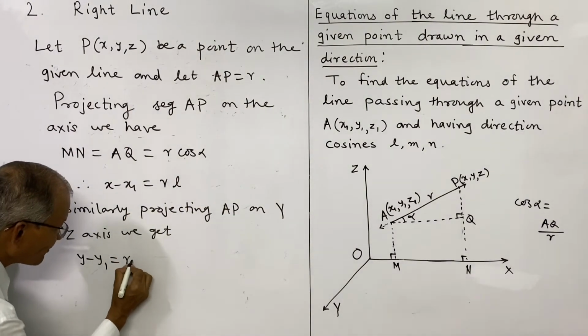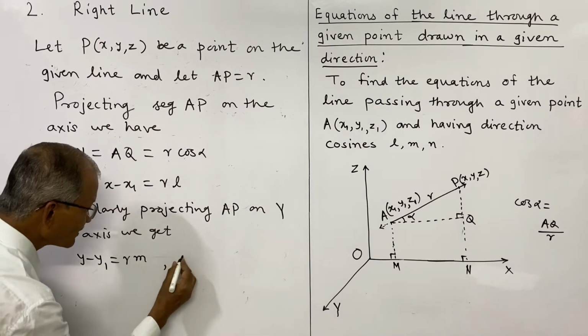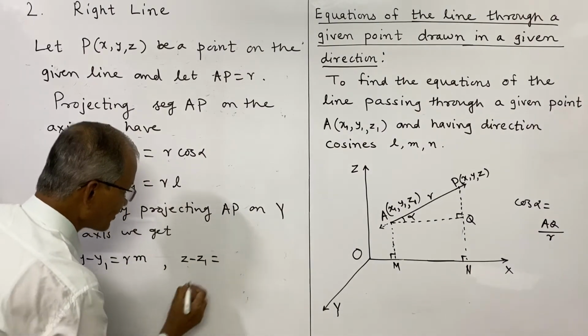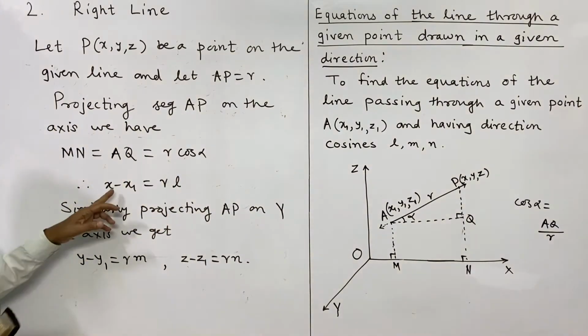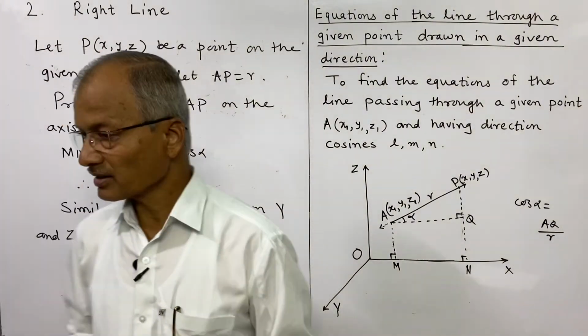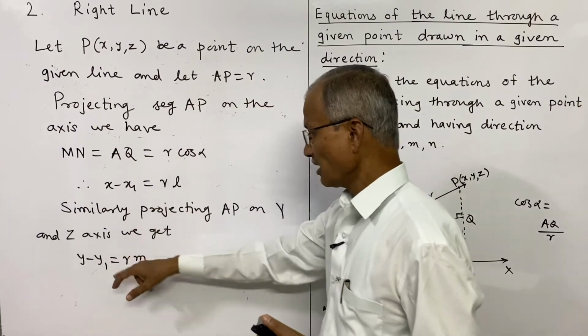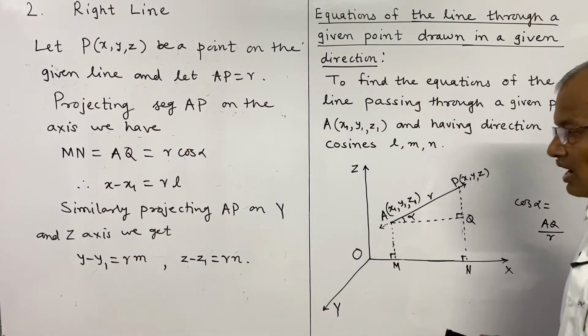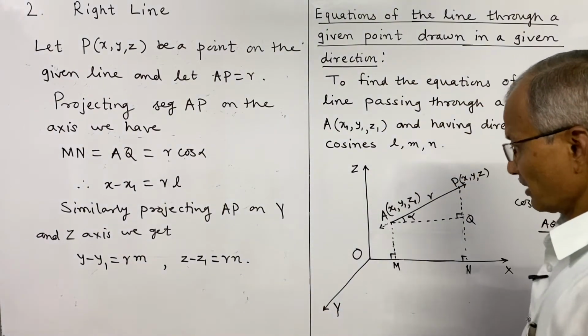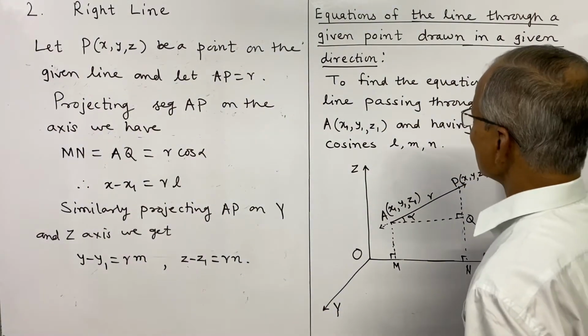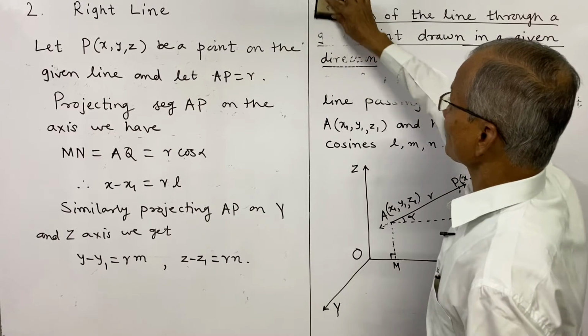So r into m, and z minus z1 is equal to r into n. Thus we have these three relations: x minus x1 is equal to r into l, y minus y1 is equal to r into m, and z minus z1 is equal to r into n. Now this will give any point on the line.